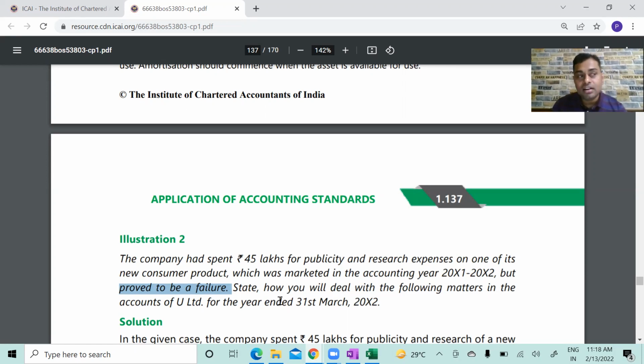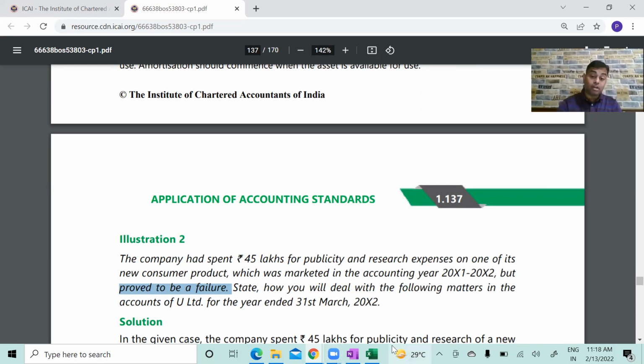If it is successful? Research expense, no. Even development cost we can capitalize, but this is research expense, so we cannot capitalize. If it is successful? Development cost can be capitalized, but this is research, no. Correct. So whatever it is, research cost cannot be capitalized, whether it is success or failure.